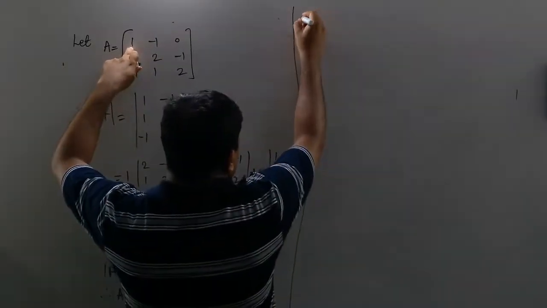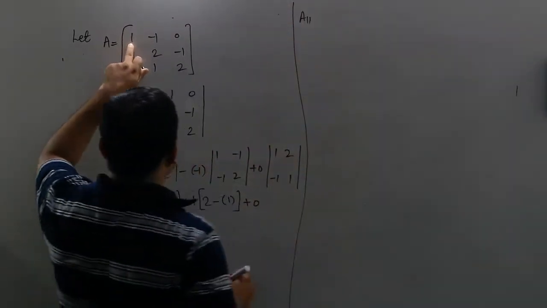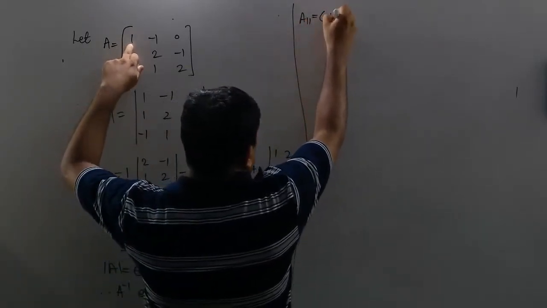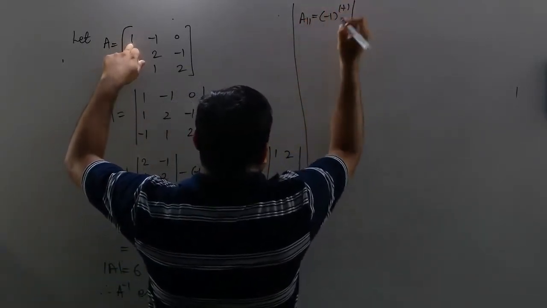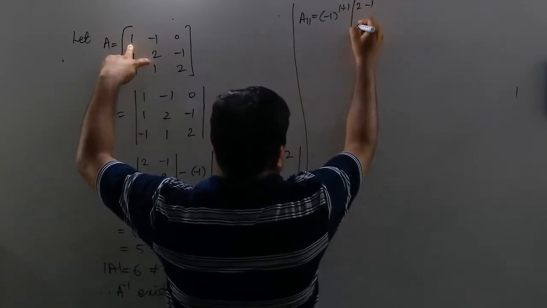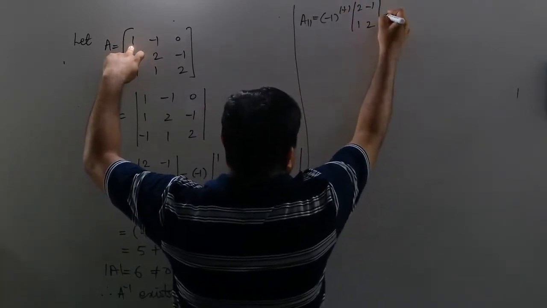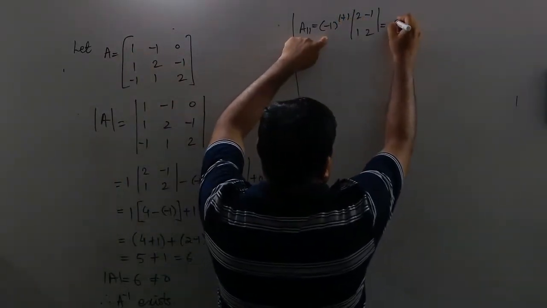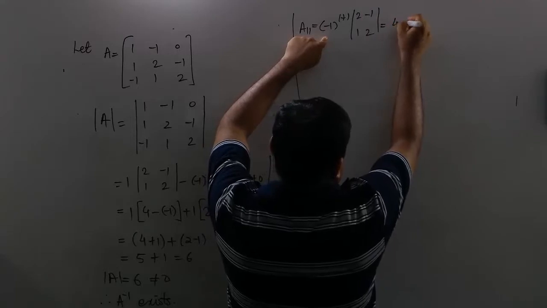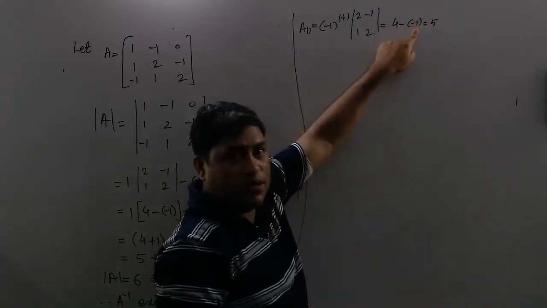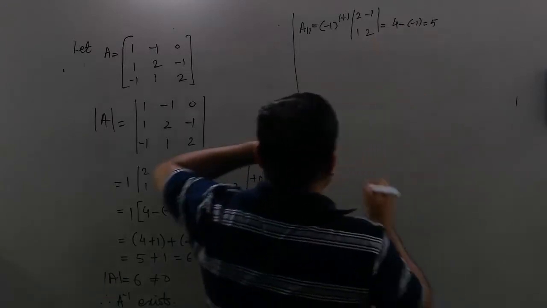So first let us calculate the cofactors of all elements. For the first element, a11, the cofactor is minus 1 raised to 1 plus 1, times the minor, which is 2, minus 1, 1, 2. Minus 1 raised to 2 is 1, and hence this is going to be 4 minus of minus 1. This minus minus becomes plus, and hence 4 plus 1 is 5.